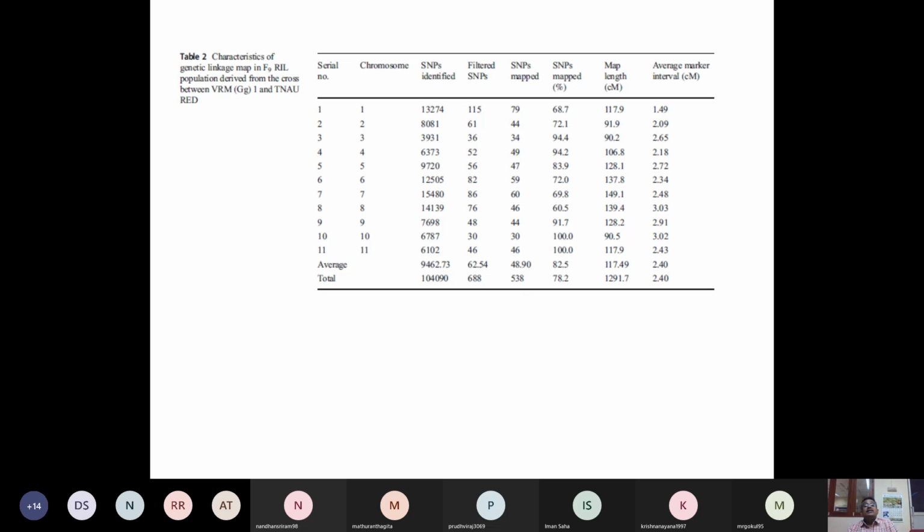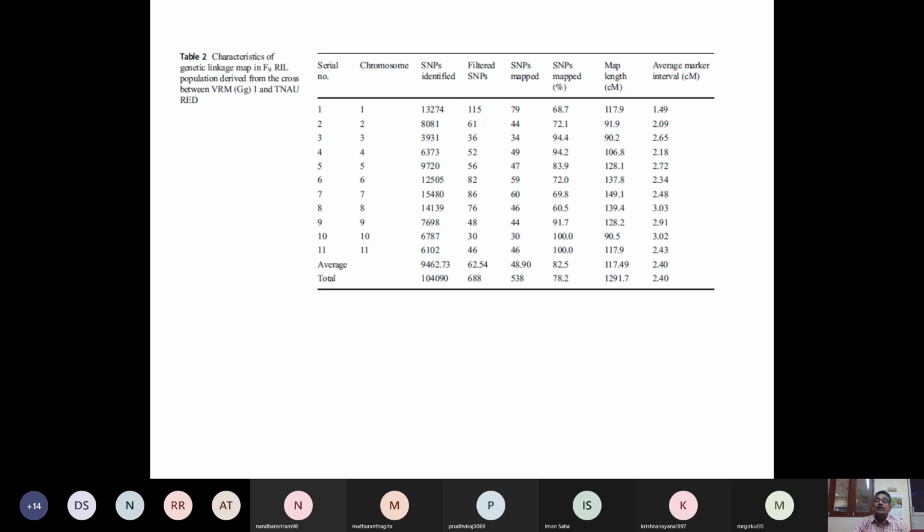So like that, around 79 SNPs are mapped, which is around 68% of the 115 filtered SNPs. Only 79 SNPs are mapped. That means there may be some kind of segregation distortion, the chi-square may not fit, or there may be missing data in some of the lines. All of this affects the mapped SNPs. So out of 115 filtered SNPs, we only have 79 SNPs mapped. This is around 68.7% mapped.